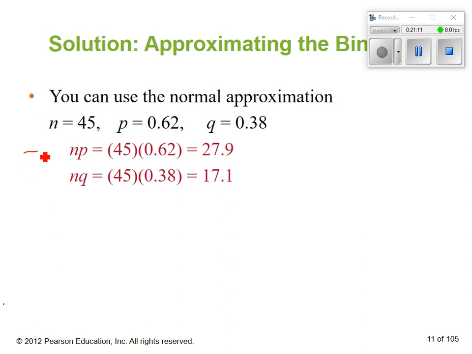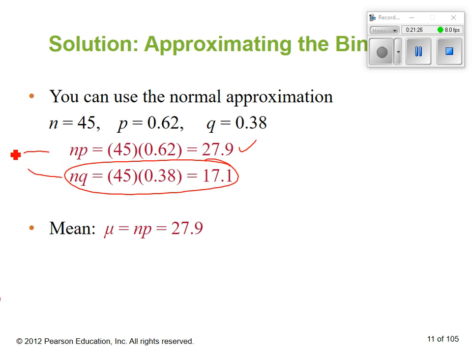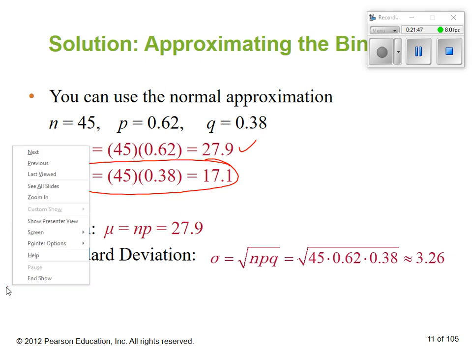We do that, notice they did both of them. If this one's larger than 5, what do we know about this other one? It's going to be larger. No reason to do all that extra math if you don't have to. So then that means, yes, we can do it. Oh, they wanted us to find the mean and stuff. I didn't realize that. So to find the mean, we just take N times P, which we would have done up here, which is 27.9. That's your mean. Your standard deviation, you take N times P times Q, take the square root. We've done this back in chapter 4. Still the same thing. And you get 3.26.